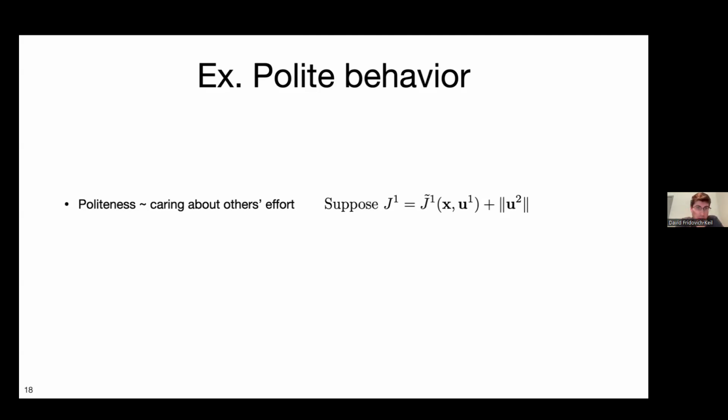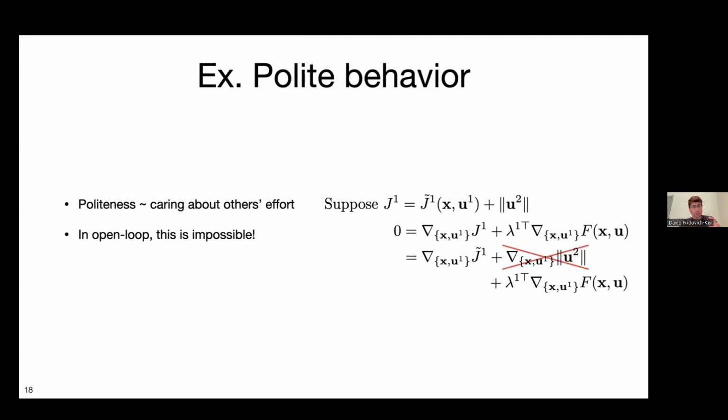Something like this. Well, if you do this and then you look for an open loop solution, the next thing you're going to do is write down the KKT conditions for player one. And you're going to realize that as soon as I take the gradient of the Lagrangian for player one, this term that I added, this norm of u2, is just going to disappear, because I take its gradient with respect to u1 and x1, and it's a different variable. It doesn't depend, so it disappears. So my attempt to encode politeness has no impact. The open loop equilibrium will not be affected by this change.